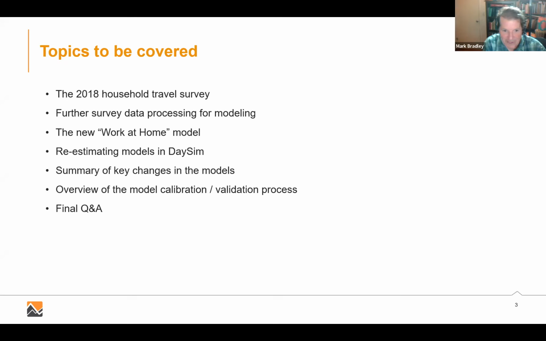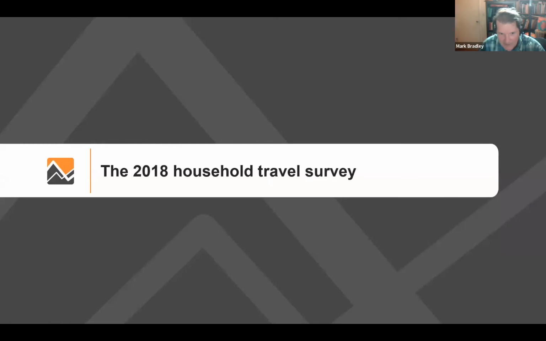And we re-estimated all the models in DaySim. I'm not going to go into much detail there, but just say what some of the key changes are. And then again, we'll give an overview of the model calibration and validation process. I can answer questions that come up in the chat.